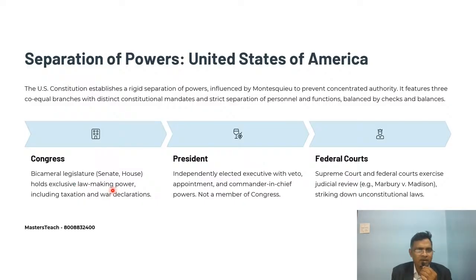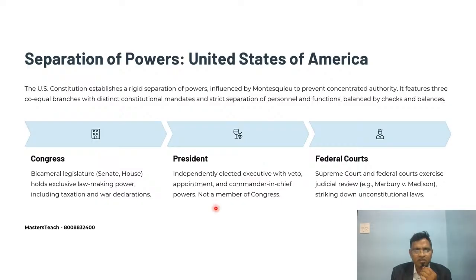That is a bicameral legislature, which means they have the Senate and House. Congress holds the exclusive lawmaking power, which includes making taxation policy and war declaration. Everything is done through the bicameral legislature, that is, the Senate and House.